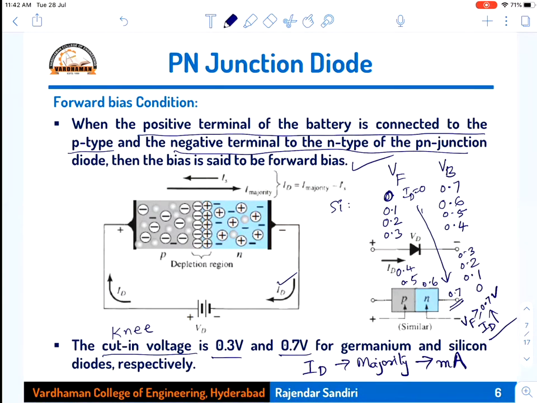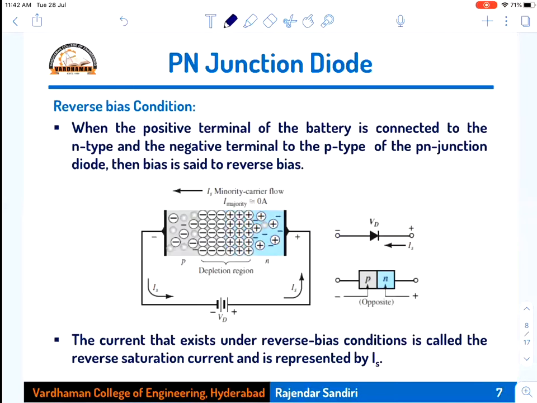That is all about forward bias. The width of the depletion region is 0, the barrier potential is 0, the applied potential is greater than 0.7 volts, and the current is due to majority charge carriers. The current magnitude is in milliamperes, and the cut-in voltages are 0.3 for germanium and 0.7 for silicon. These are all the important points related to forward bias.